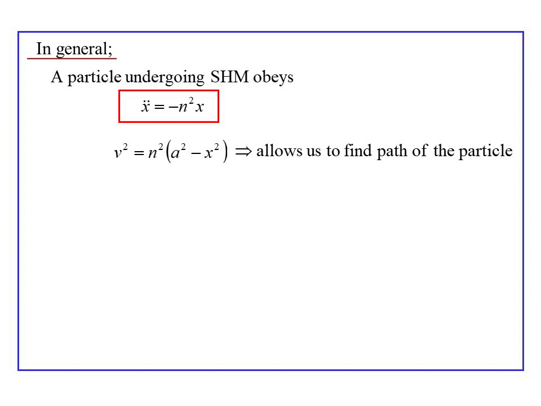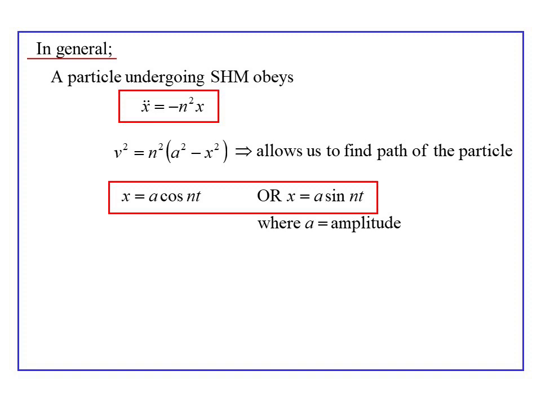But that would allow you to find the path of the particle. X equals A cos nt, or A sin nt, depending on which model you've chosen. You notice I have boxed that one. It is okay to quote that for simple harmonic motion. It just depends on what sort of problem. Do I start with the trig curve or do I start with the acceleration? And the question, I guess, dictates which way I'll go.